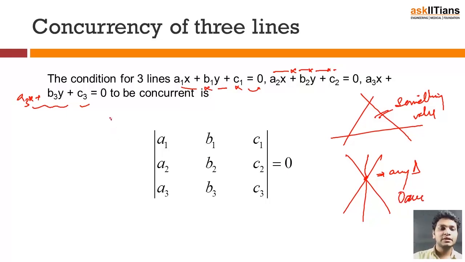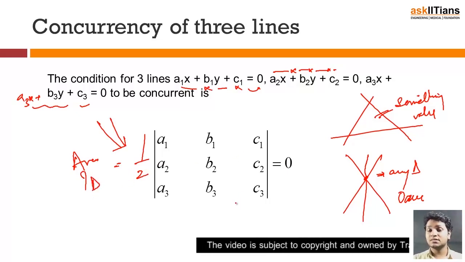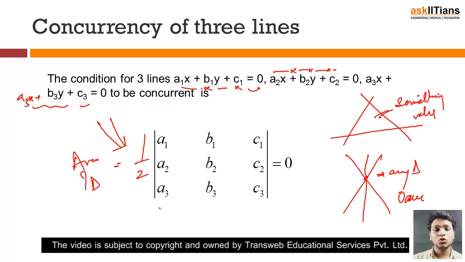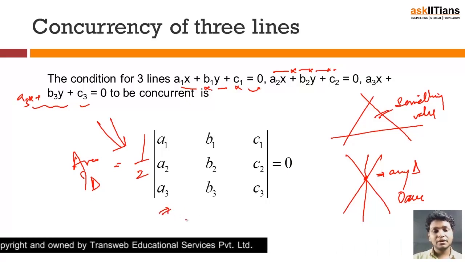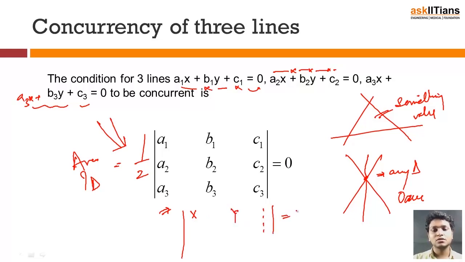So this concept is directly being used over here while we try to prove the concurrency of three lines. This is the formula for the area of a triangle. But if the area of the triangle is 0, I can multiply both sides by 2, and the answer is still going to remain 0. So the determinant of the matrix, in which the first row is the x coefficients, second row is the y coefficients, and third row is the constant part, will give us 0.